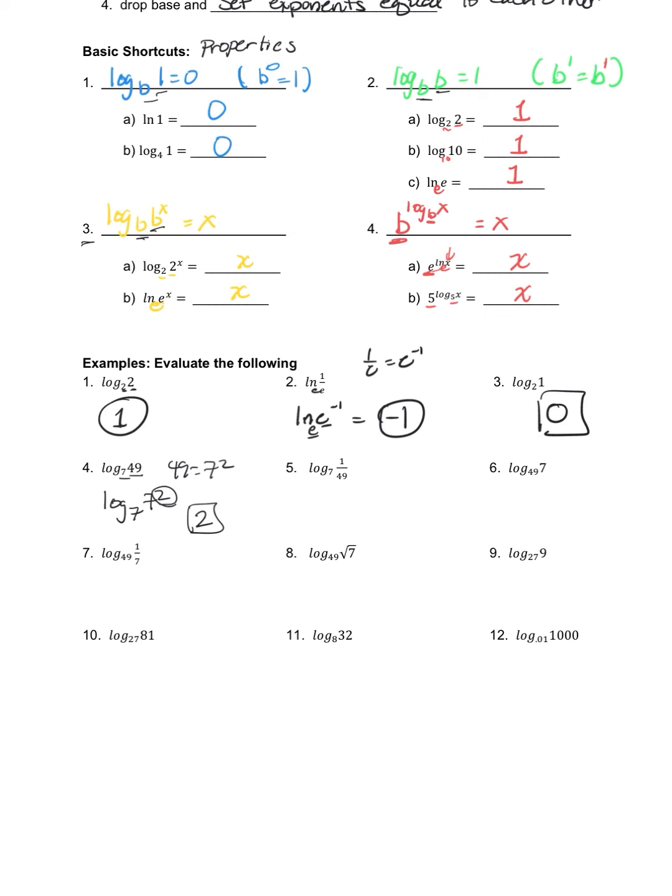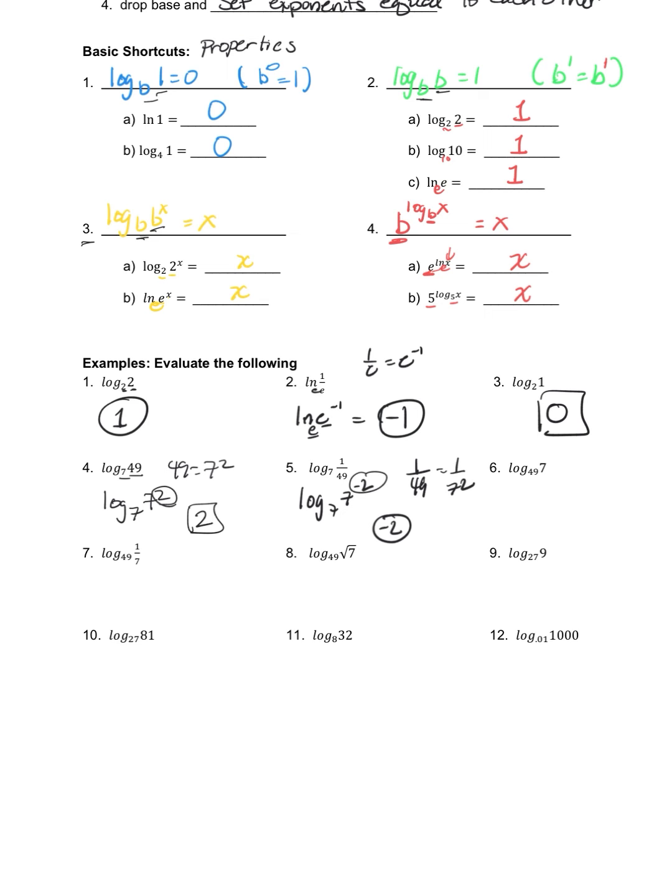Okay, number 5, similar to the one above, because I have that fraction. I know 49 is 7 squared. I can write 1 over 49 as 1 over 7 squared. And then if I make it a negative exponent, 7 to the negative 2, again, based on property number 3, this answer is just negative 2.